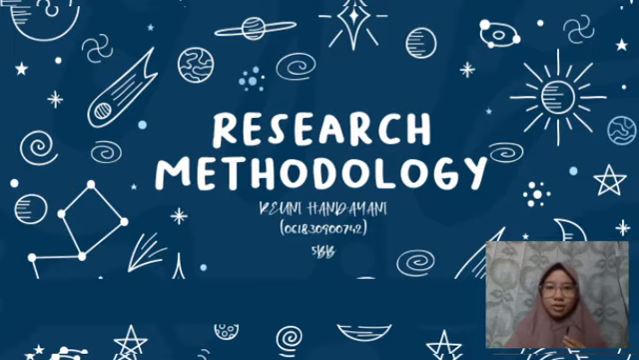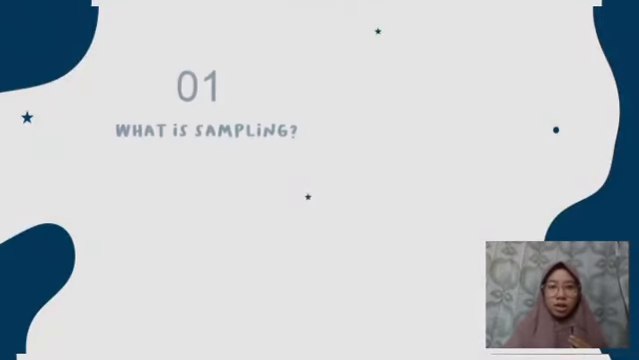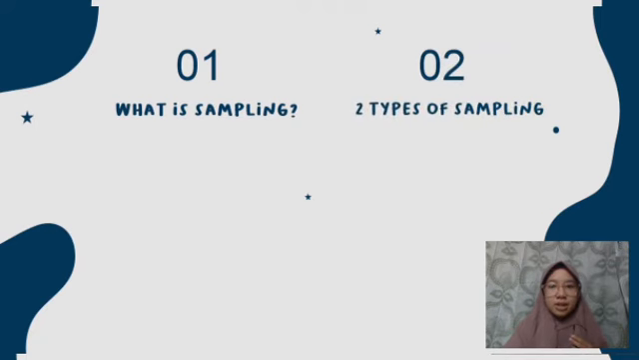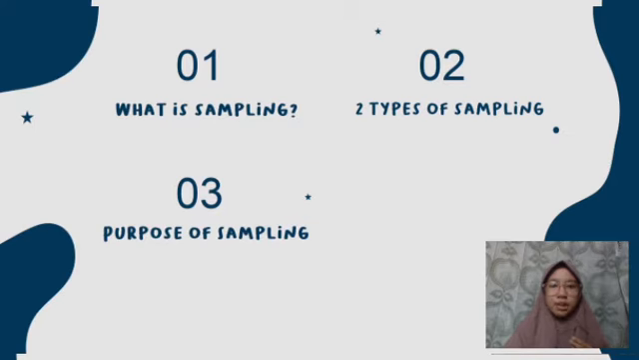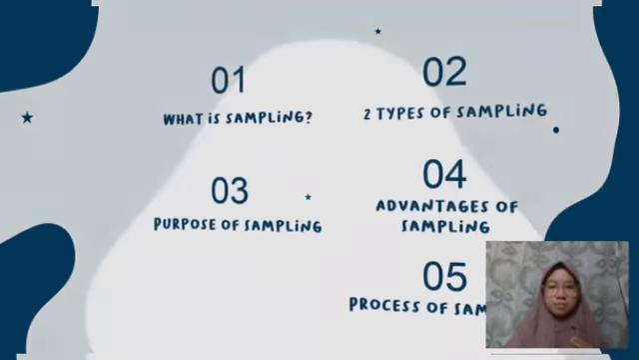In this great occasion, I would like to explain to you about sampling. First of all, before we jump to our main topic, let us know first what we will learn in this presentation. First is what is sampling, second is two types of sampling, third is purpose of sampling, fourth is advantages of sampling, and last is process of sampling.